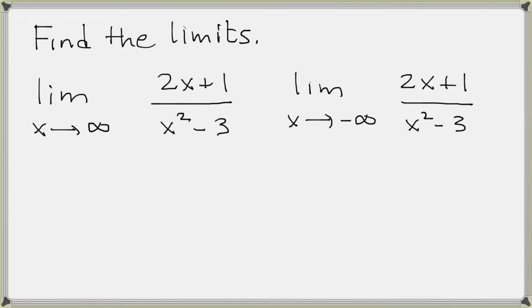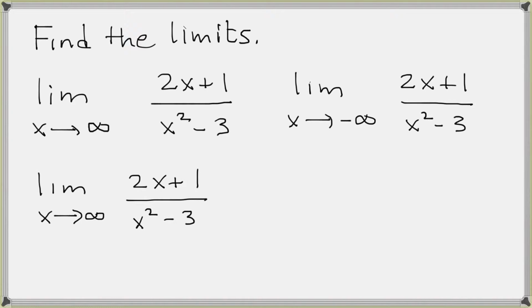All right, in this example, we are going to find a couple of limits here. The limit as x goes to infinity of (2x + 1)/(x² − 3), and the limit as x goes to negative infinity of (2x + 1)/(x² − 3). So let's take the limit as x goes to infinity of (2x + 1)/(x² − 3) first, and take a look at that one.